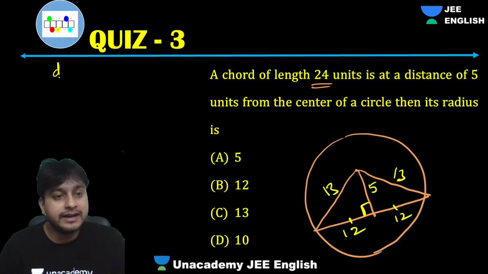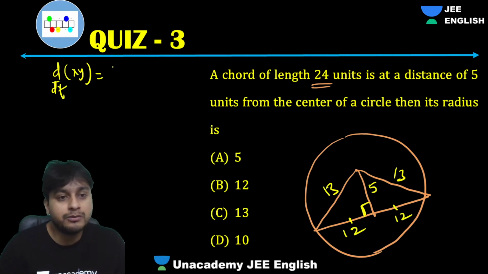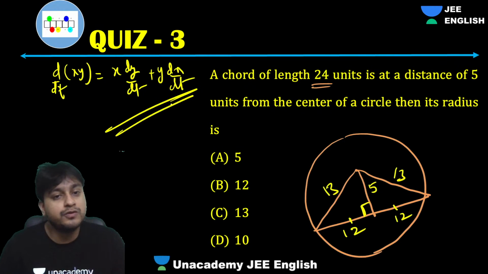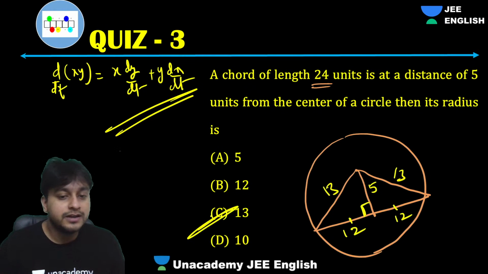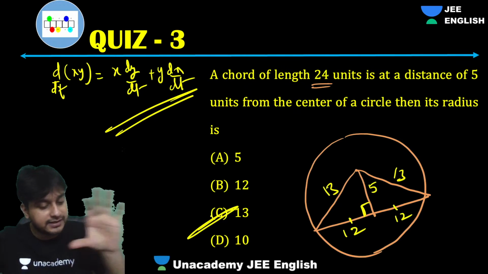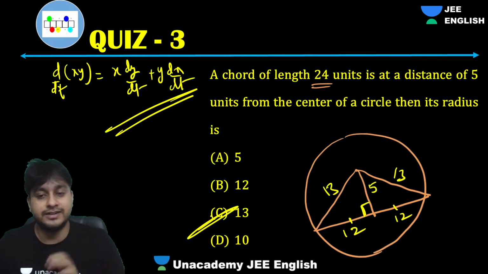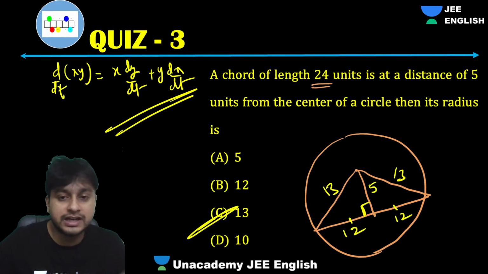UV rule: d by dx of xy, or d by dt of x into y, that will be x into dy by dt plus y into dx by dt. Now, this is called the UV rule, the product rule, which you used. Then only you'll get that answer. Understood? First leave one, differentiate the other, then leave the other and differentiate the first. Understood? Clear everyone? Shall we go ahead?